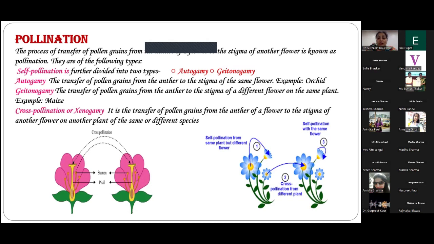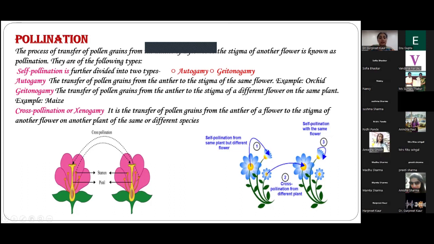It is an agency, a process to transfer the pollen to the stigma of the flower. It is further of two types: self-pollination and cross-pollination. Self-pollination means either from one flower to the same flower of the same plant, or from one flower to another flower on the same plant. If it is on the same flower, this is autogamy, auto meaning same. And if it is on a different flower of the same plant, it is geitonogamy.